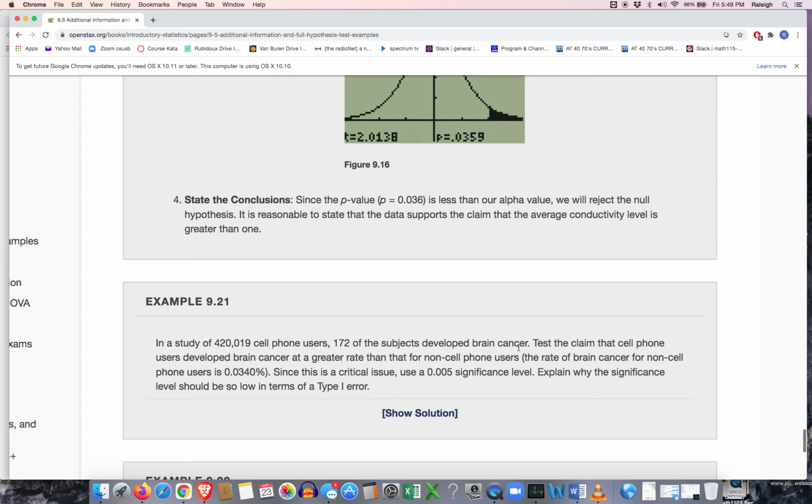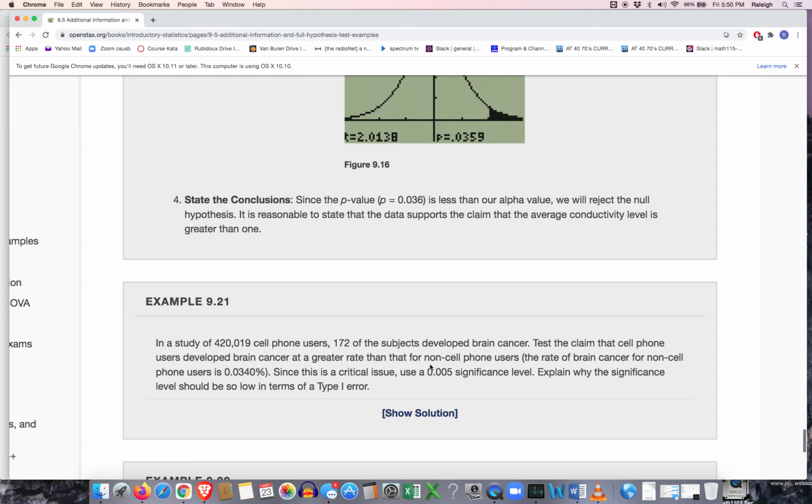172 of these subjects developed brain cancer out of 420,000. Well, okay, is that enough? I don't know yet. So test the claim that the cell phone users developed brain cancer at a greater rate than non-cell phone users. That's important to set up, the non-cell phone users. And by the way, their rate is 0.0340%. We'll put that into a decimal in a minute. That's even smaller than it looks.